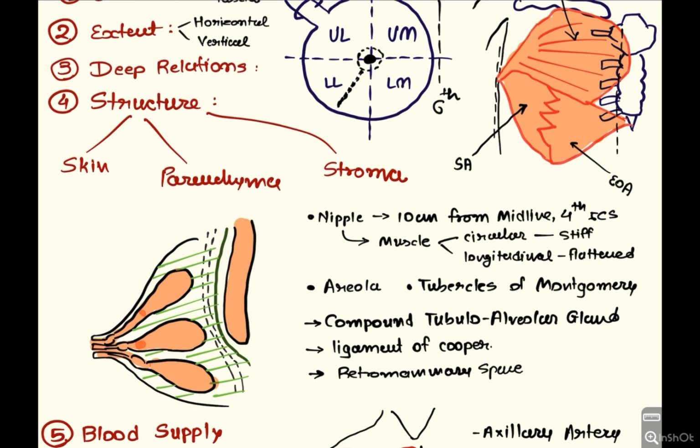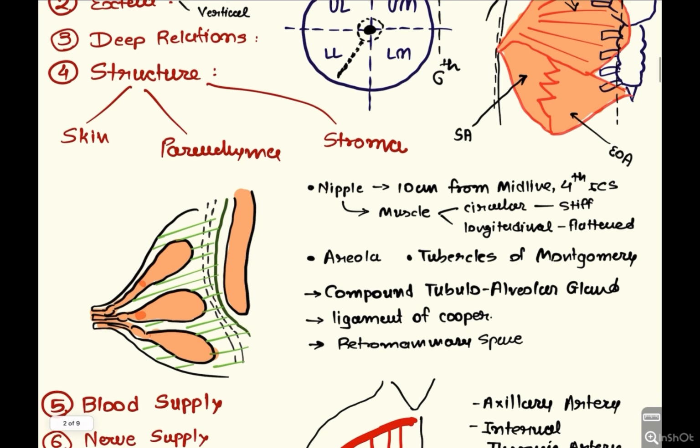So the ligaments of Cooper anchor the skin and gland to the pectoral fascia. You can see they are adherent to the skin and also to the pectoral fascia. So they are anchoring the skin to the pectoral fascia. This is the part of the stroma, that is the fibrofatty tissue, and as I mentioned earlier, we can see some space between the pectoral fascia and the gland. This space is known as the retromammary space.